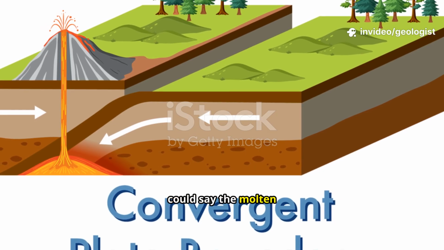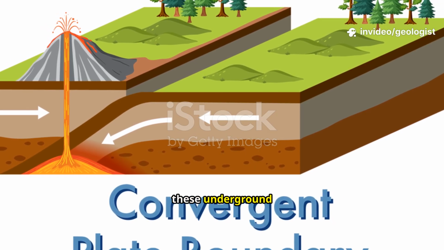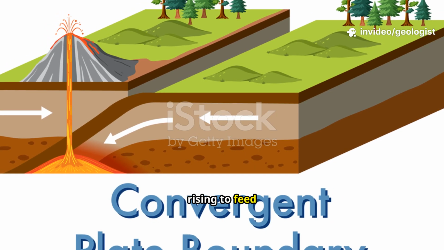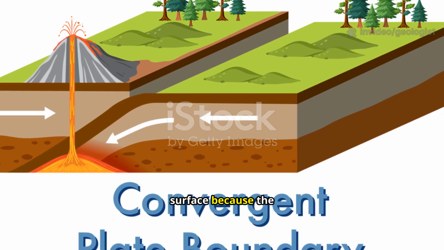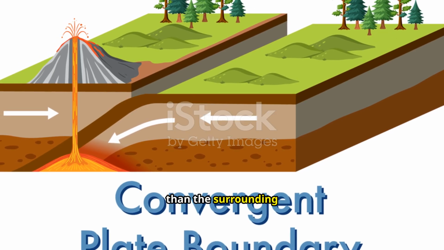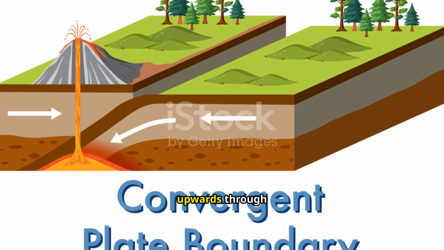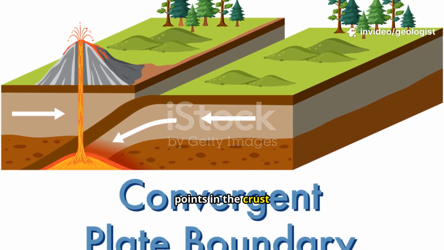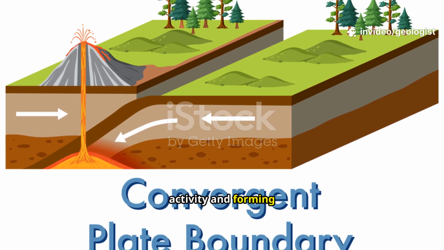Or we could say the molten rock collects into these underground reservoirs before rising to feed volcanoes on the surface, because the magma is less dense than the surrounding rocks. So it rises upwards through cracks and weak points in the crust, leading to volcanic activity and forming volcanoes on the surface.